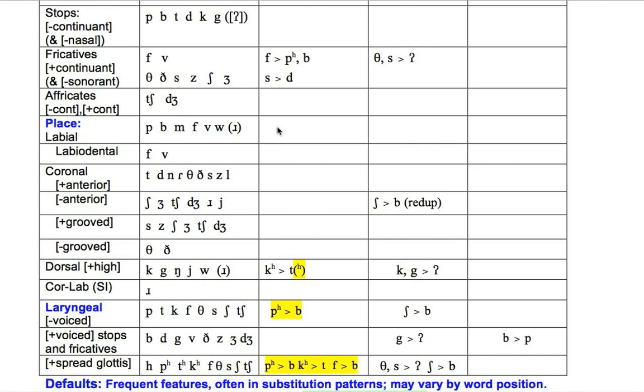The lack of transformations of some features can also give us strengths. For example, I see that the place features for K change from dorsal to coronal when K becomes T. Right here. But the transformation does not change the manner, and we don't see anything documented up here. So the continuancy of K, or lack thereof, remains the same when it changes to a T. Minus continuant can thus be verified yet again as a feature strength.